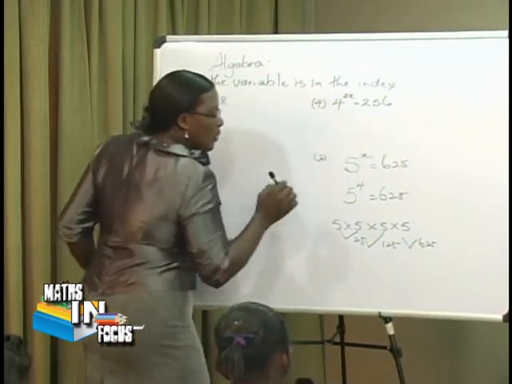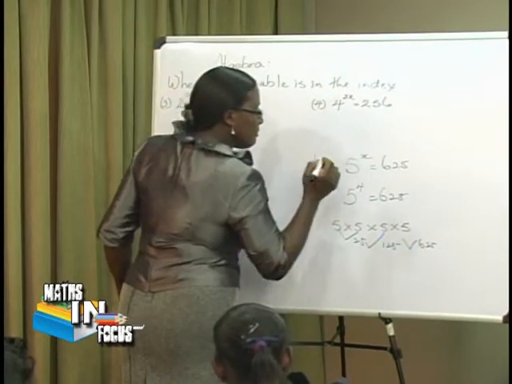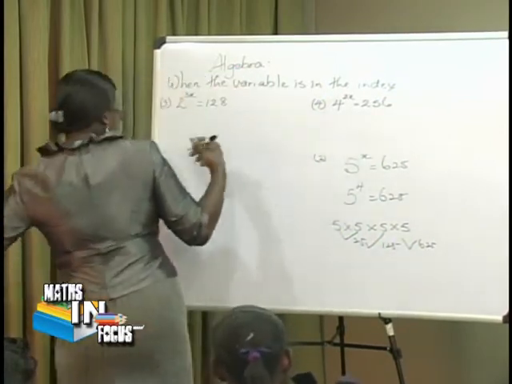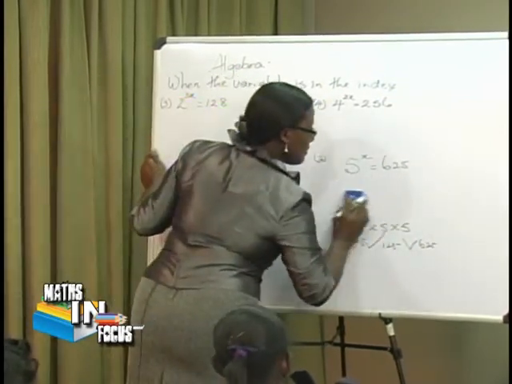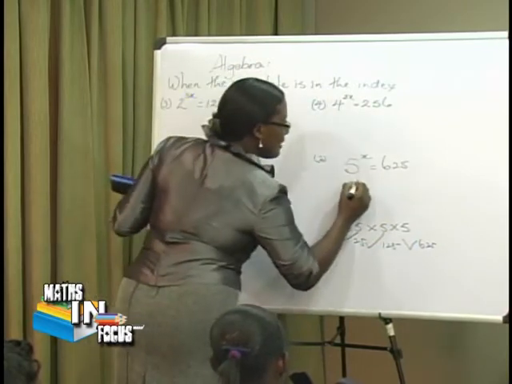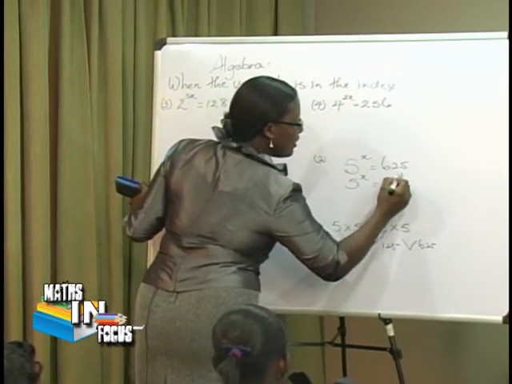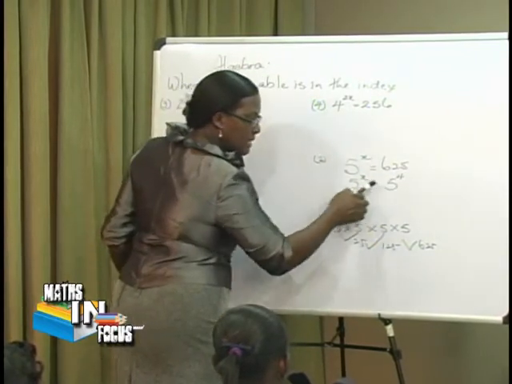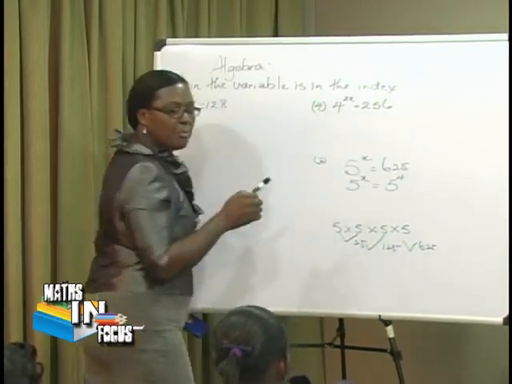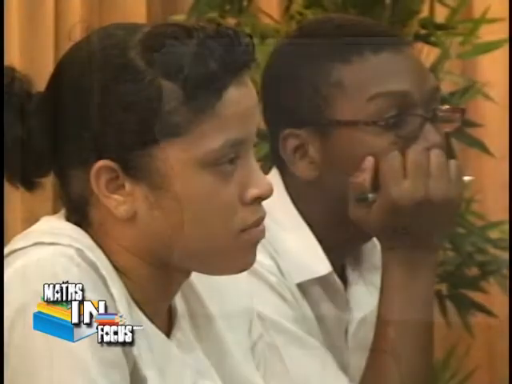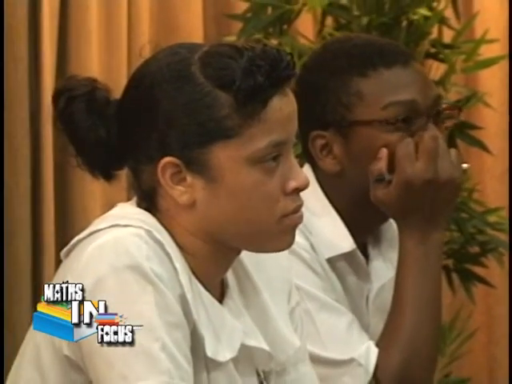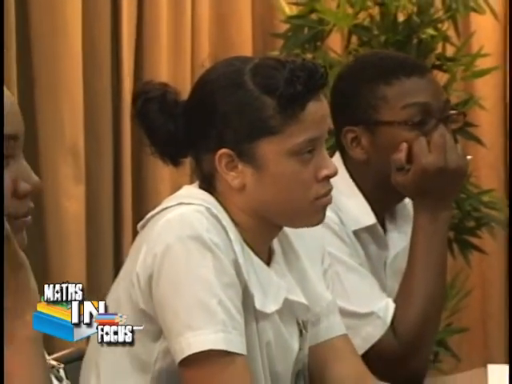Good. So we go now. 5 to the x is equal to 5 to the 4th. And as long as this condition is satisfied, that the bases are the same on both the left-hand and the right-hand side, we equate the powers. Therefore, x is equal to 4.